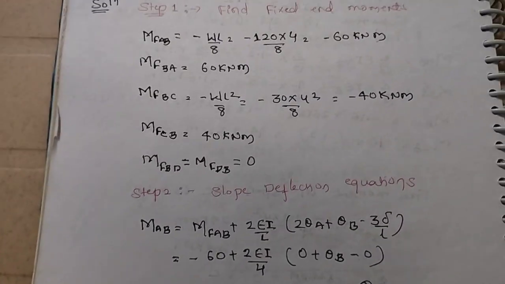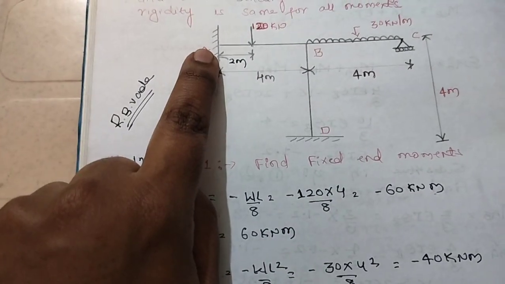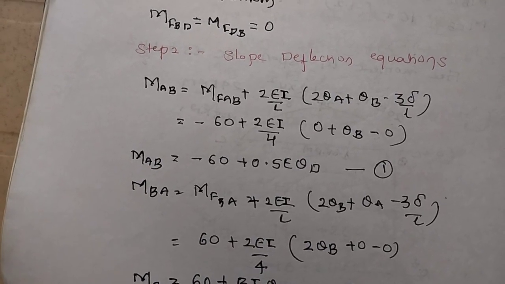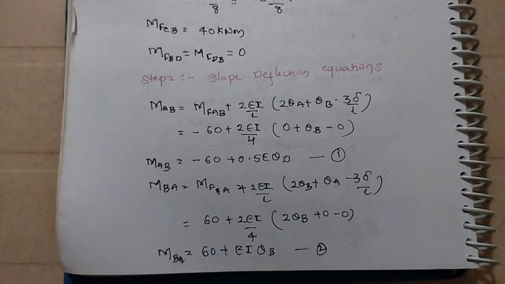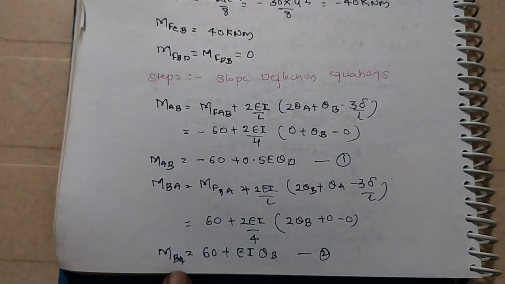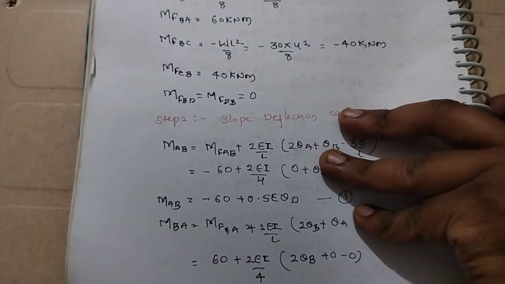So what does theta A mean? That is the fixed end, so that value will be equal to 0. So MBA will be equal to 60 plus EI theta B. This is equation number 2. So we can take a screenshot of this one. MAB has been calculated, and next MBA has been calculated. So next I will move on.